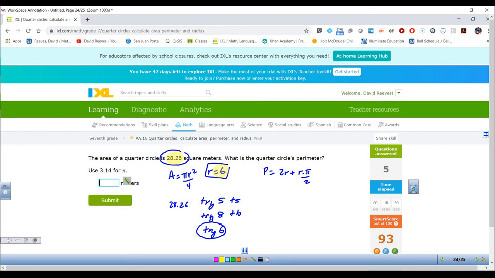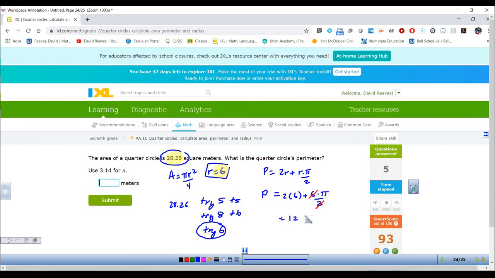But they didn't ask us for the radius. They asked us for the perimeter. So now I'm going to go ahead and go over here and work with this formula using this radius. So 2 times 6 plus 6 times pi divided by 2. That's going to give me the perimeter with a radius of 6. And again, let's simplify this real quick here. What's 6 divided by 2? 6 divided by 2 is 3. And what's 2 times 6? It's 12.